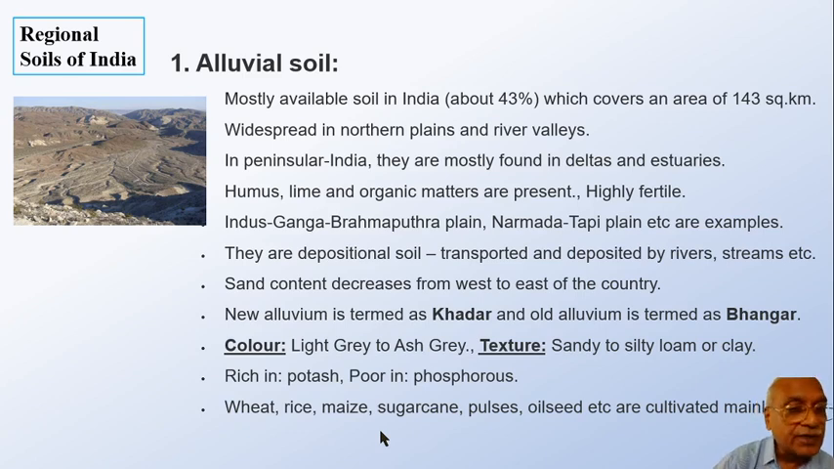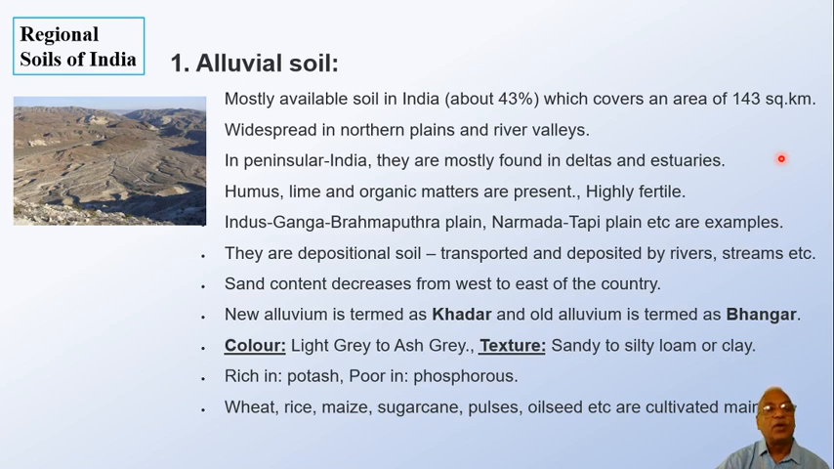Okay, we'll go into the details of alluvial soils here. As you have seen here, there is a clear flow path and the soil is getting deposited. That is being seen by the texture itself. Mostly this soil, alluvial soil, is available in India, about 43%, which covers an area of 143 square kilometers. It is widespread in northern plains and river valleys. In peninsular India, they are mostly found in deltas and estuaries.